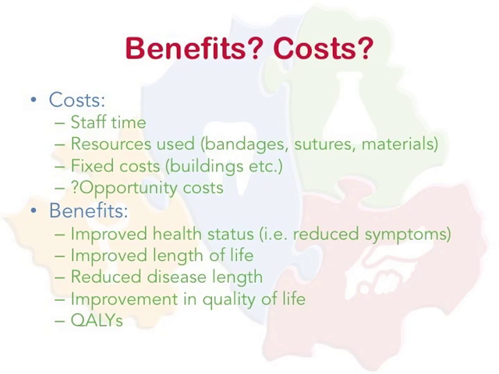So, benefits and costs. What do we mean in the previous graph where I've mentioned benefits and costs? Examples of costs could be staff time, the resources used such as sutures, bandages and other materials, and the fixed costs such as the buildings and the rent. Can the costs even include opportunity costs? An opportunity cost is where an expense is incurred and the money could have been better spent doing something else.